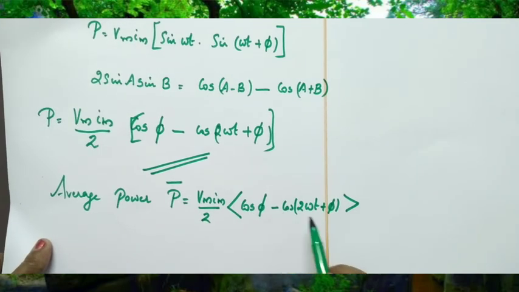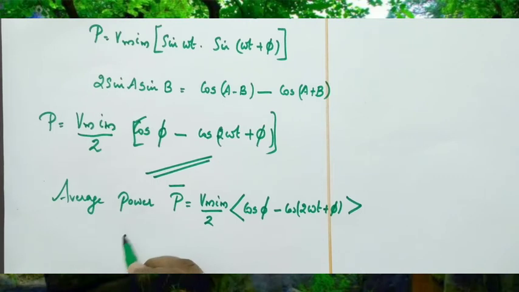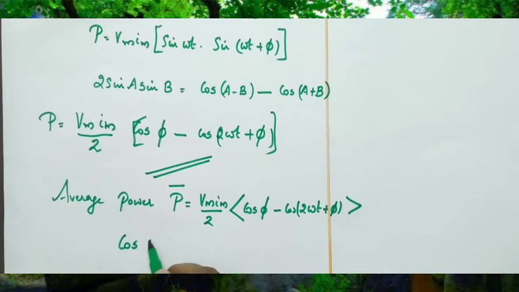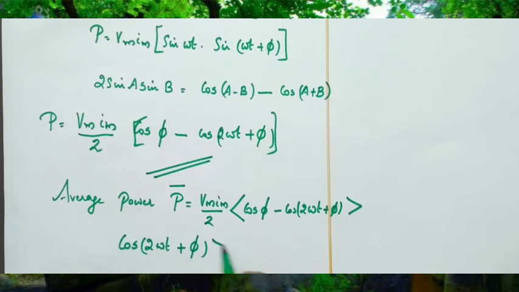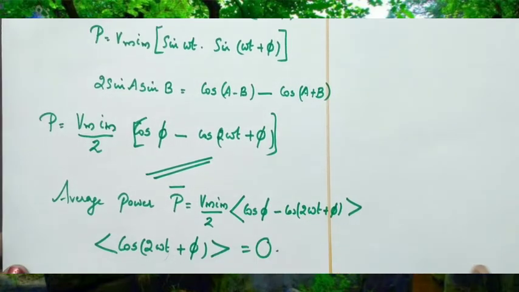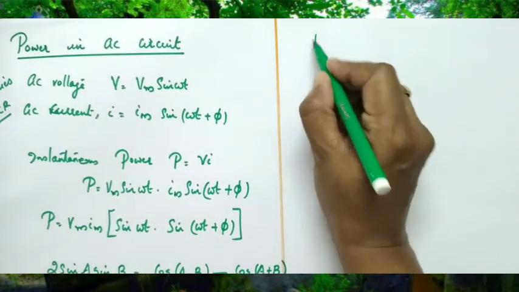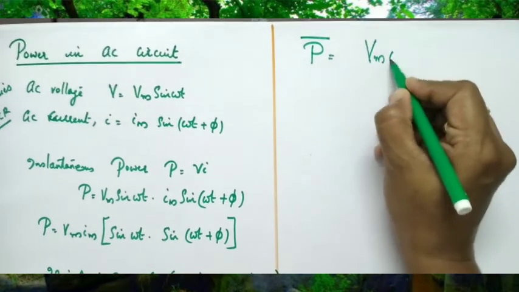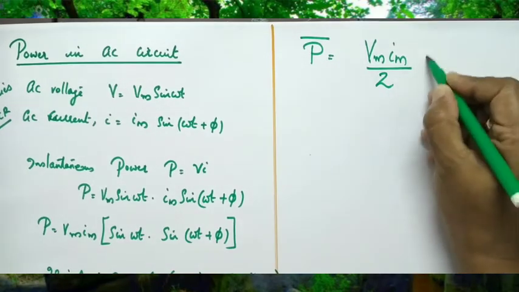What is the average of cos 2 omega t plus phi? Average of cos 2 omega t plus phi is equal to 0. So, here this average becomes 0. So, what is the formula for average power? In a series LCR, average power is given by Vm Im divided by 2 cos phi.